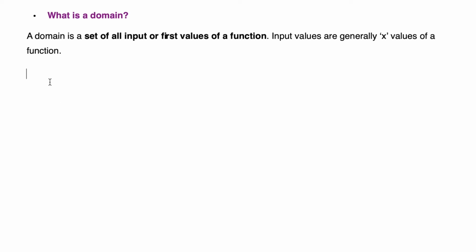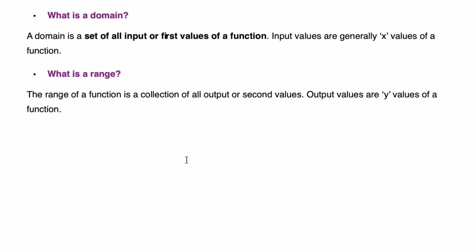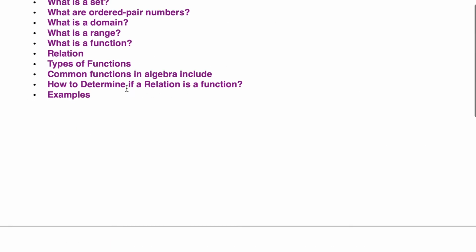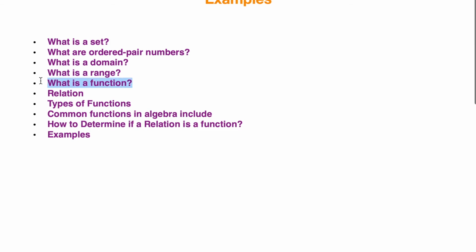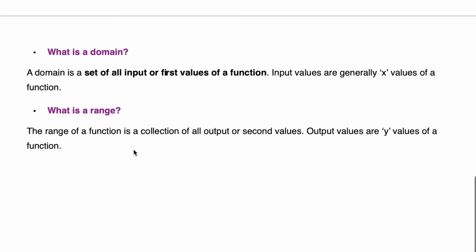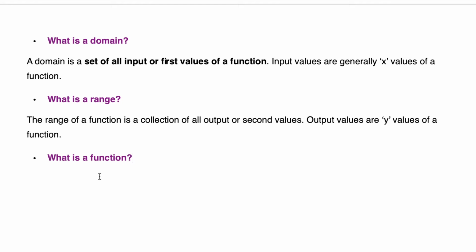What is a range? A range is a set of all outputs or second values, and output values are y values. If you observe one thing, in the domain there are input values and the range has output values, and in the domain we see the x values and the range is the y values. We will see more examples by doing the simplification, and next we see what functions are.